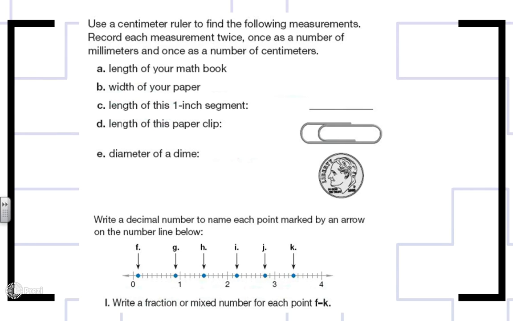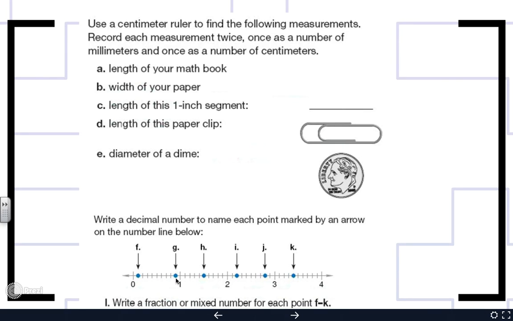And then on the bottom here, we're going to write a decimal to name each of the mark points for each arrow. I'm going to give you F. Remember, these are 10 spaces, so it's going to be a point one of these spaces. For letter F, it would be 0.1 because it's on the first space out of 10 spaces. When you do letter H, just like our example, you're going to do 1 first and then point something. Try to figure that out.